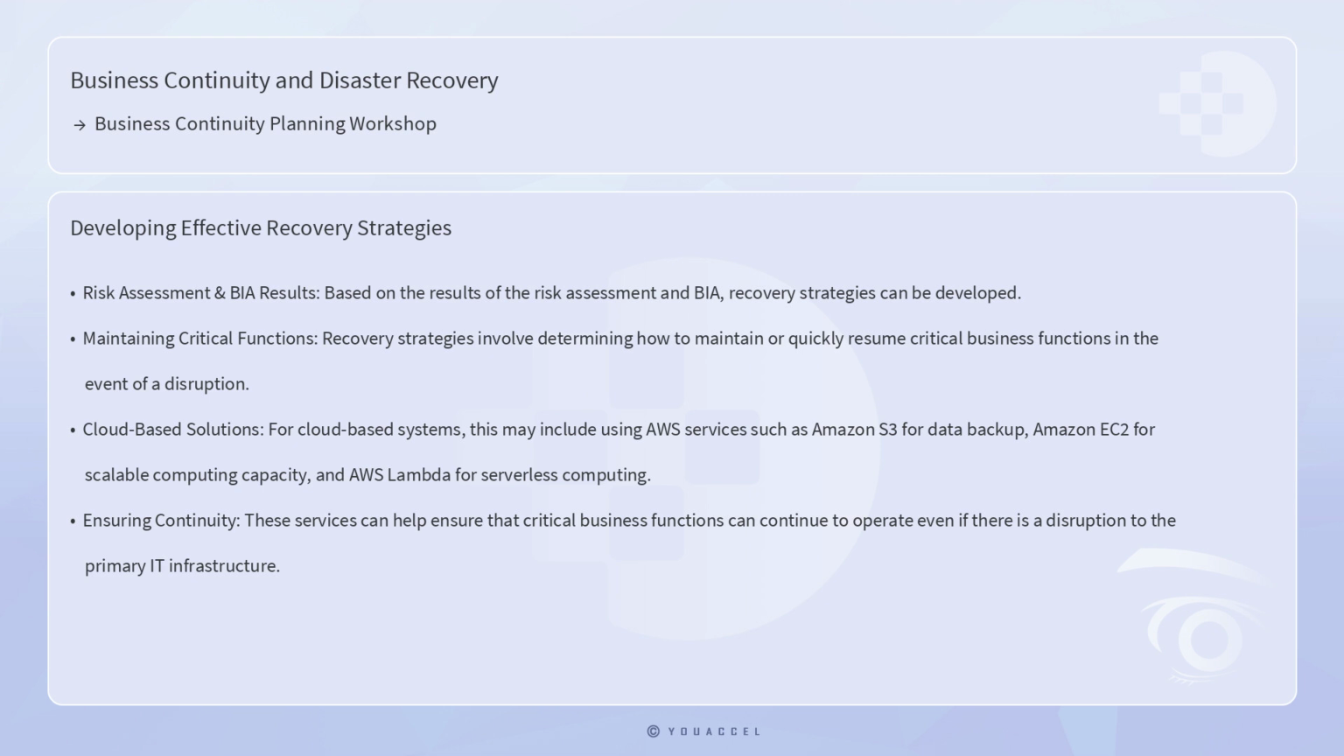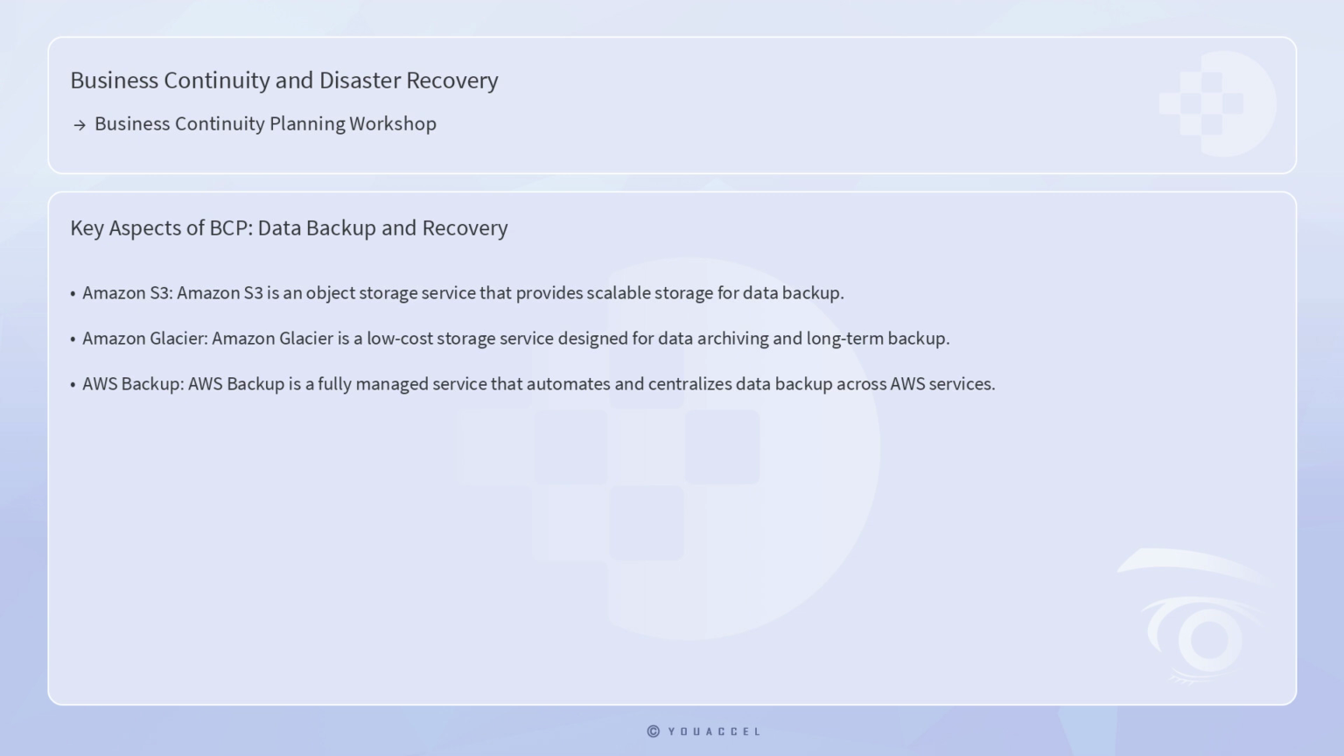Based on the results of the risk assessment and BIA, recovery strategies can be developed. Recovery strategies involve determining how to maintain or quickly resume critical business functions in the event of a disruption. For cloud-based systems, this may include using AWS services such as Amazon S3 for data backup, Amazon EC2 for scalable computing capacity, and AWS Lambda for serverless computing. These services can help ensure that critical business functions can continue to operate even if there is a disruption to the primary IT infrastructure.